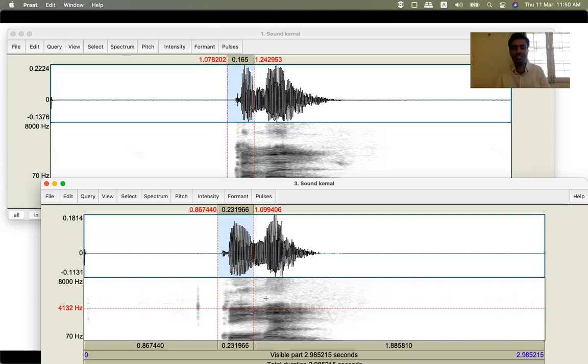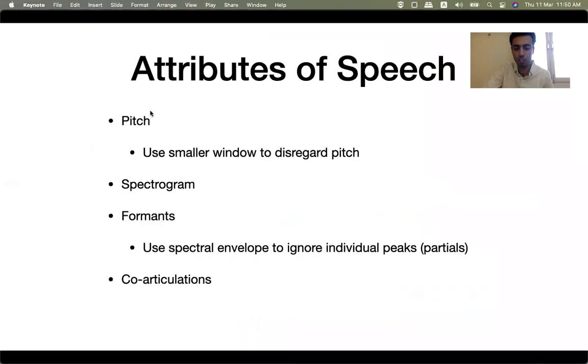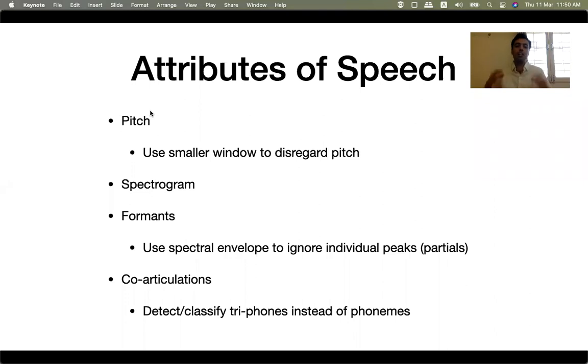To understand, you can say these are the parts, but statistically they are decided by the HMM model. Statistically, it finds out what are those regions which are common. So when an o comes before an a versus when a k comes before an a, the beginning portion of the second a will be different in both cases. That is why we use the concept of triphones. Instead of detecting or classifying phonemes, we detect or classify triphones. Basically, you split one phoneme into different categories depending on what was preceding and what is succeeding it.